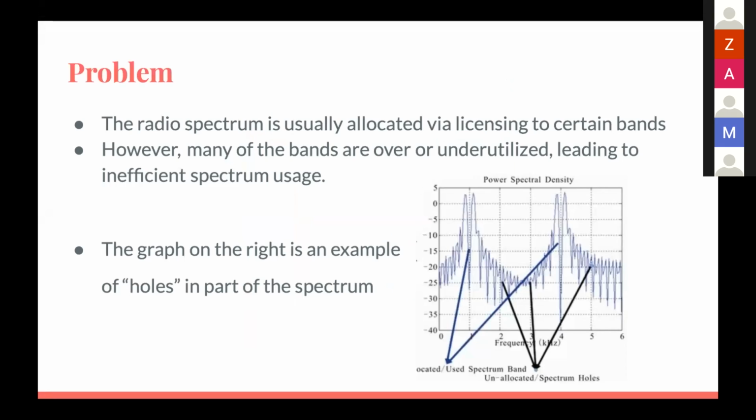So the problem we're trying to figure out in our project is some kind of solution to spectrum underutilization, which is caused by static assignments of channels before your device is just given a channel to use. That causes, when people aren't using their channel, a lot of underutilization. As seen in the graph, there are holes between what's being used, which could be used more efficiently. Next slide, please.